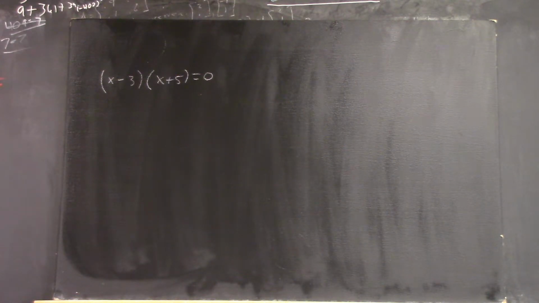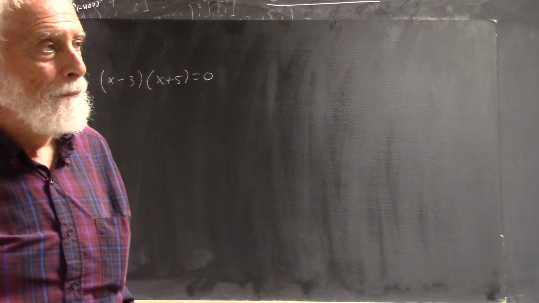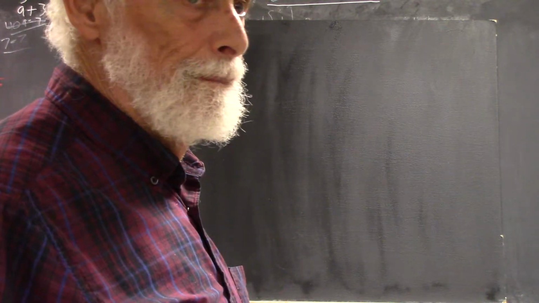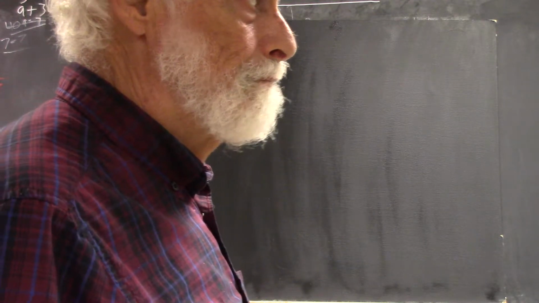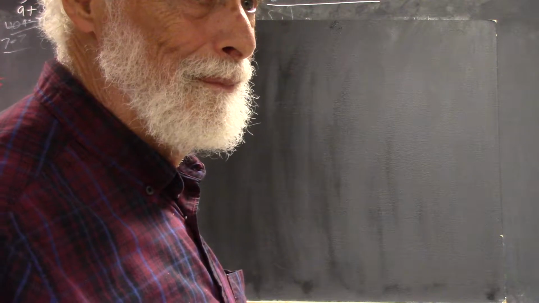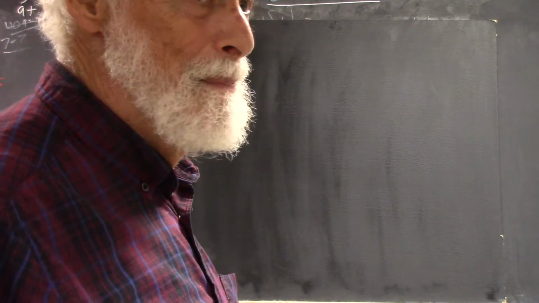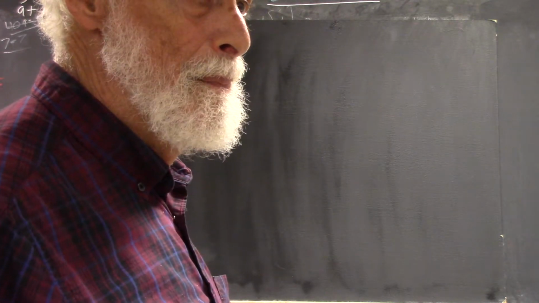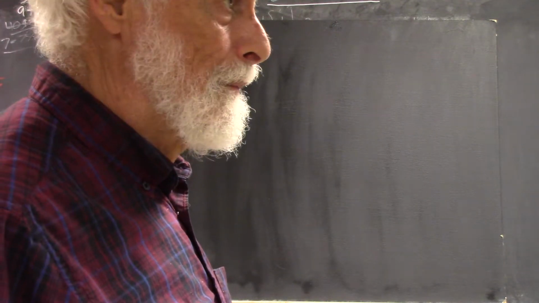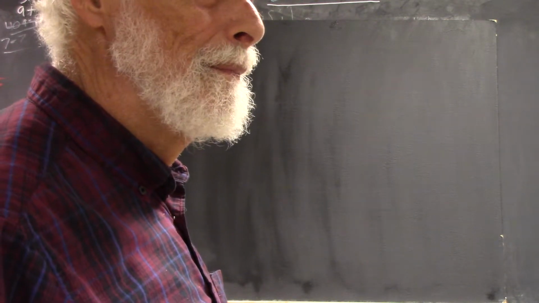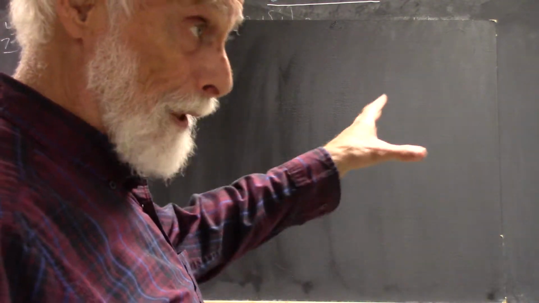so if x minus 3 times x plus 5 is 0, what does this tell you? X is 0? No, if x is 0, you get negative 15, not 0. How could you possibly get 0? X is 3. If x is 3, that's going to give you 0, right? That makes x minus 3 equal 0.